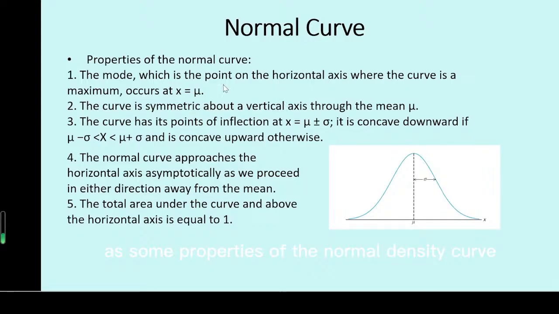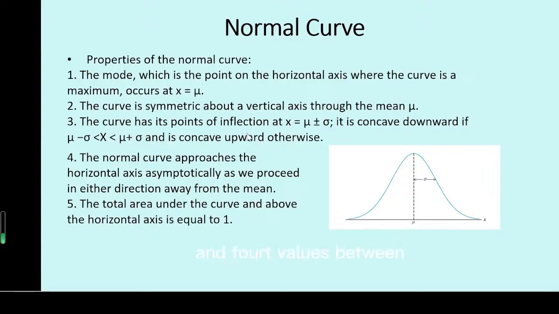Some properties of the normal density curve. The first is the mode. The mode is the point at which the values occur most frequently among all available values. So here is the mean, and the mean is also the mode, because this value occurs much higher than any other values in the normal density. So the mean is also the mode in the normal distribution curve, and the normal distribution is symmetric, no skew, which means no skew.